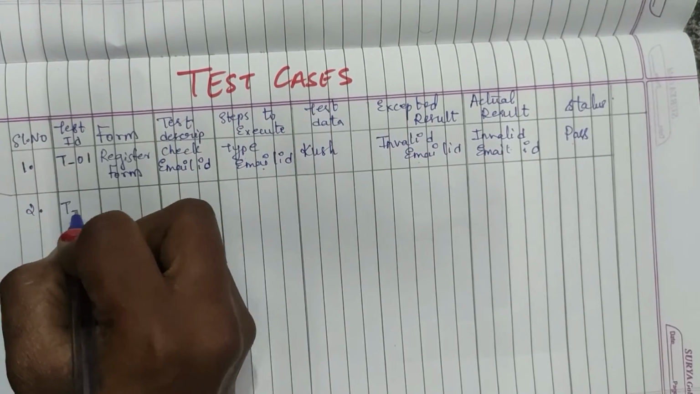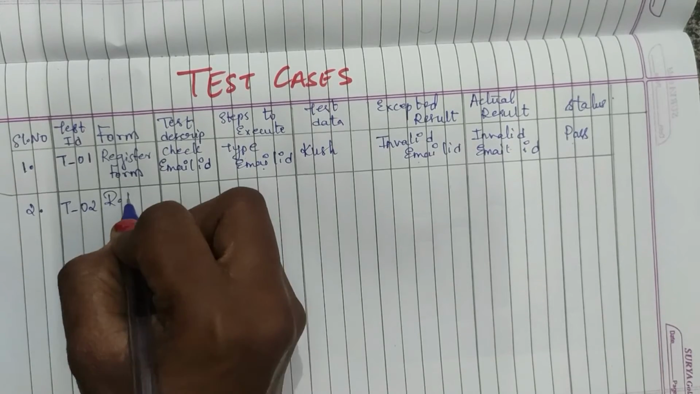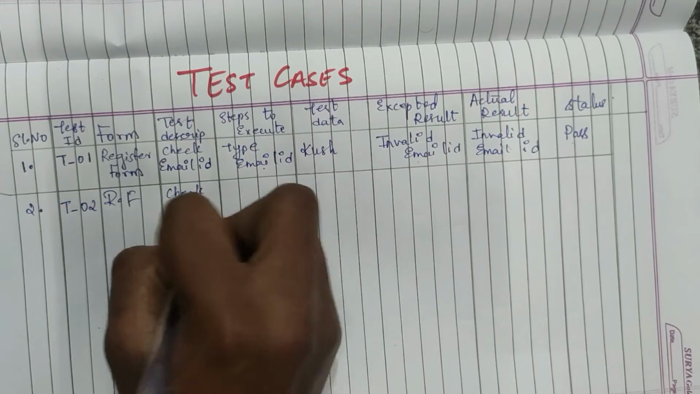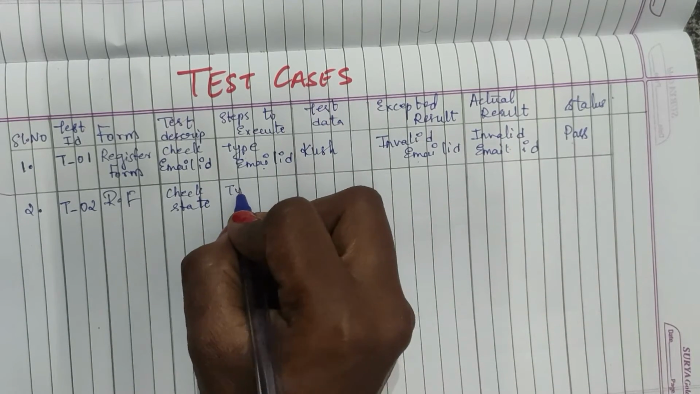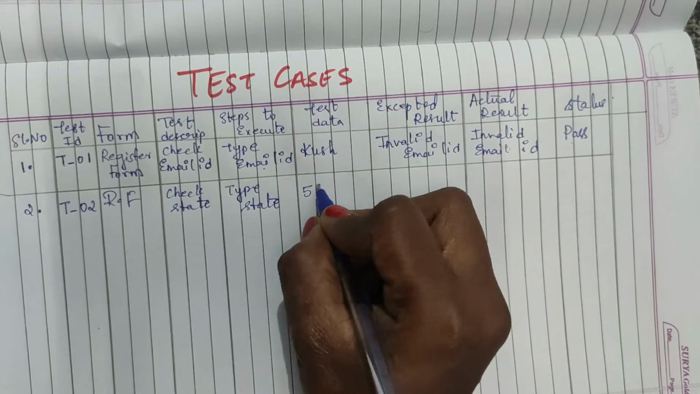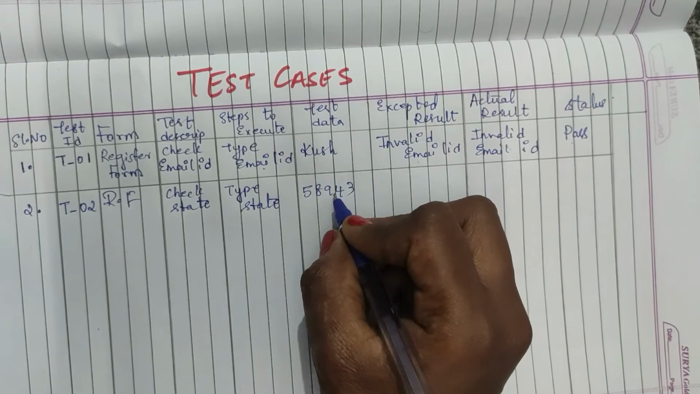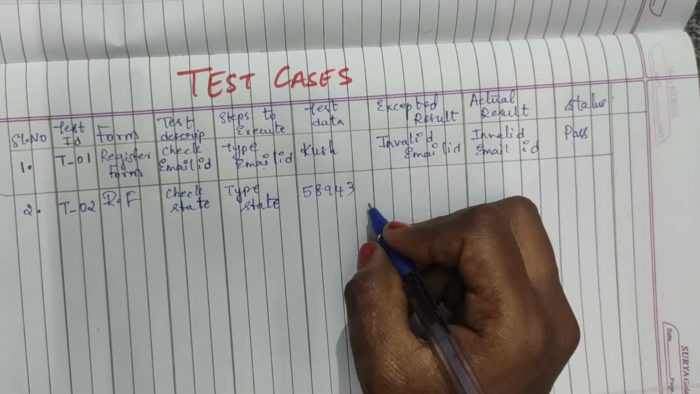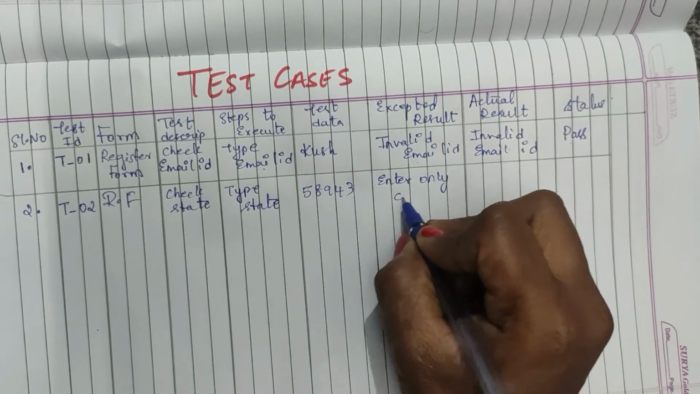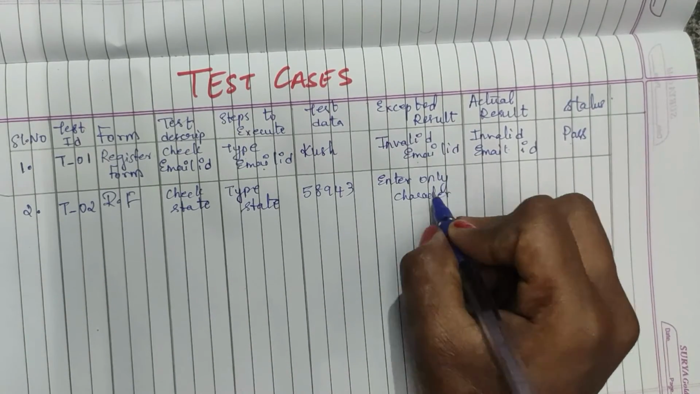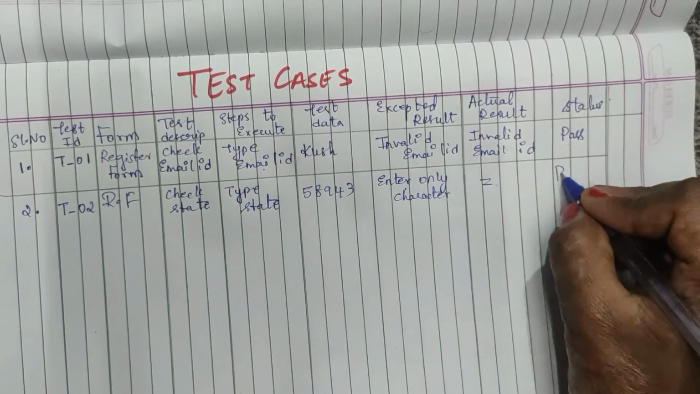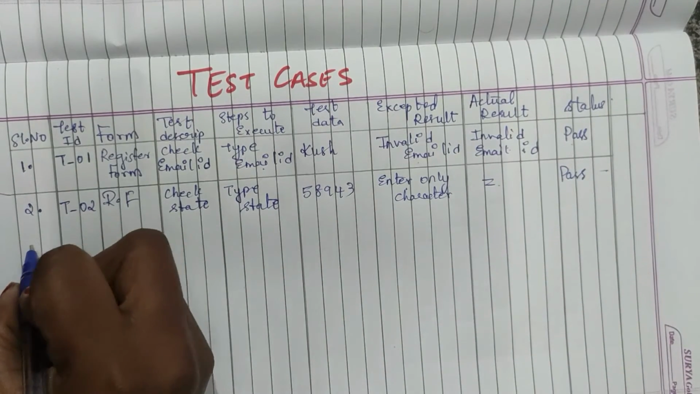Again I am going to test the register form itself, and here I am going to check state. What do I have to do to execute? I have to type the state. I am going to type the state as a number. So what will be my expected result? It will pop up as enter only characters. And what is the actual result? The actual result will also be the same. So I'll make it like this, and the status is pass. Let's move on to the third one.